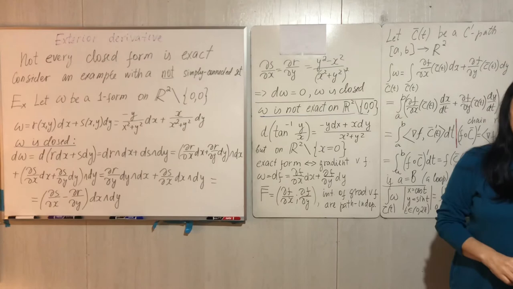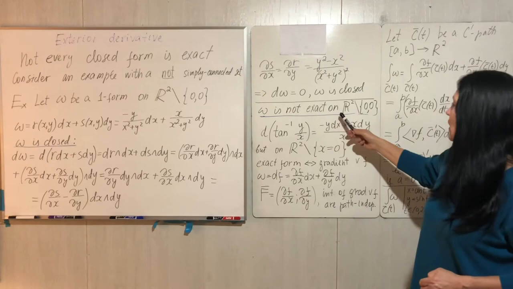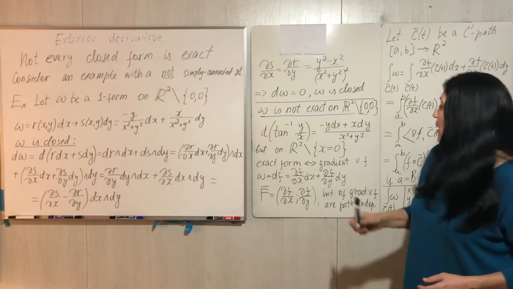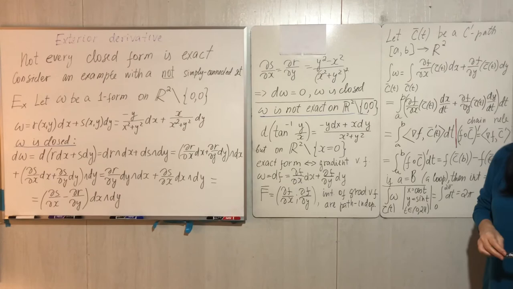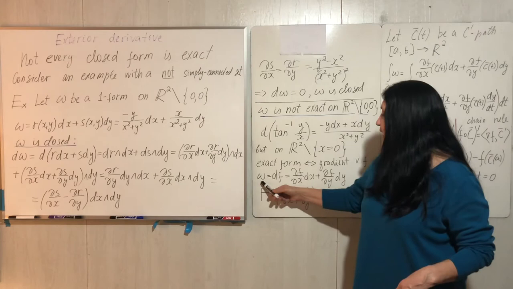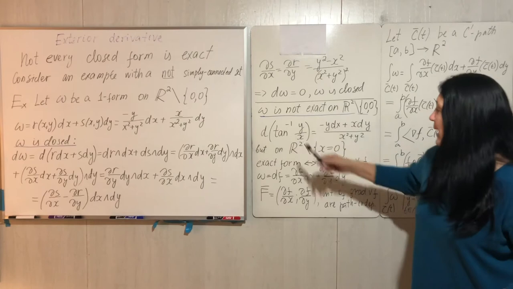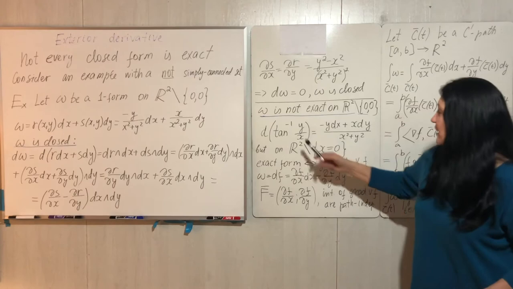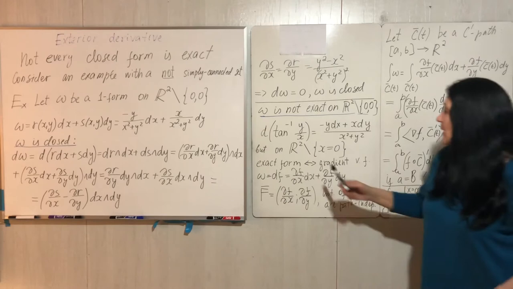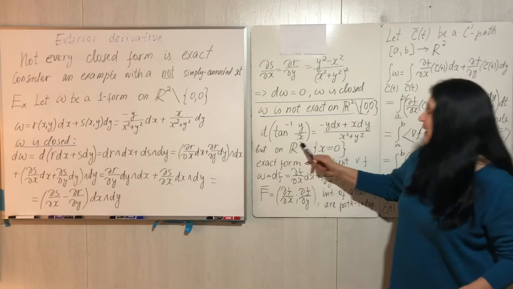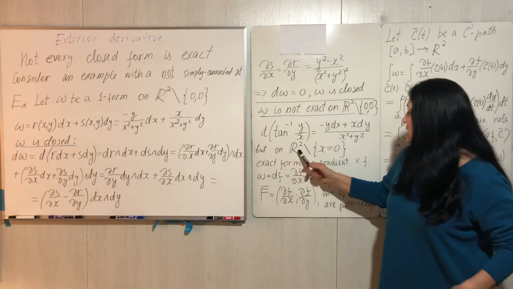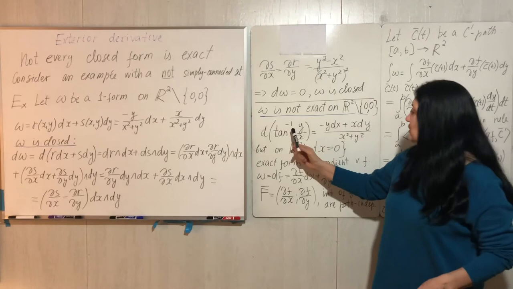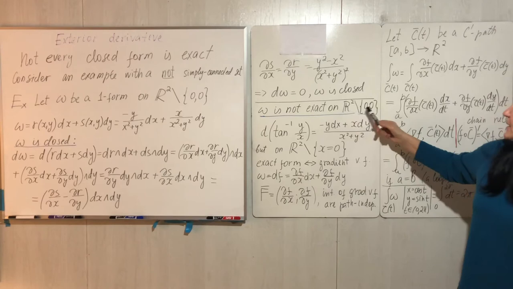Now let's show that omega is not exact on R2 minus the origin. You may think that it is. What does it mean to show that our form is exact? It means to find a function f such that omega equals df. You may think that inverse tangent of y over x is the right function, because indeed, if you compute its differential, you will get our form omega. But where is this function defined? It's not defined on the entire line, so it exists on R2 minus that entire line, and we need to find a function defined on R2 minus the origin only.